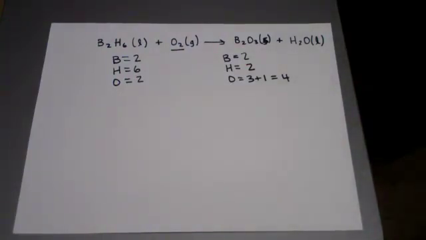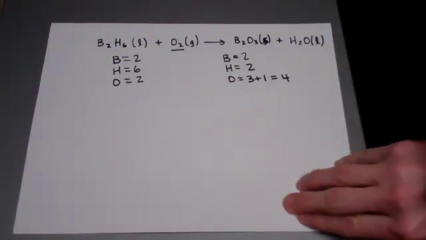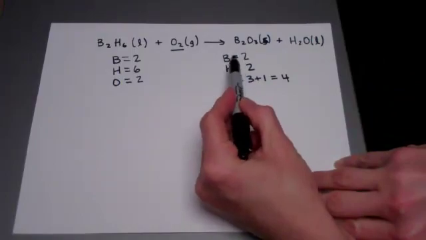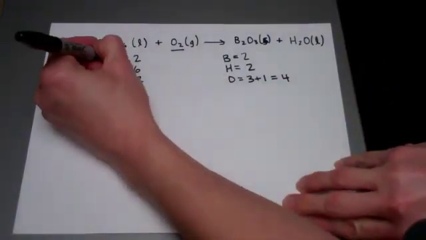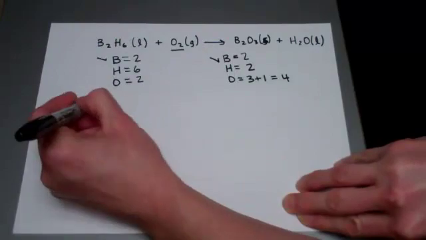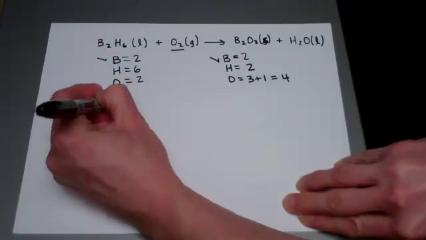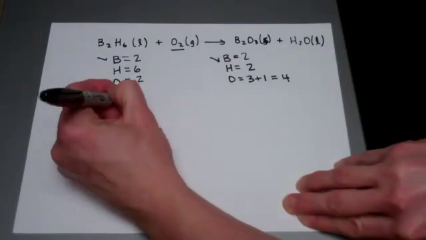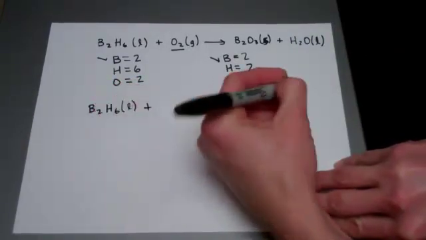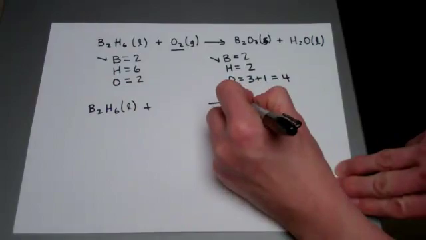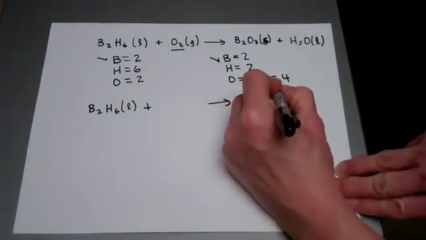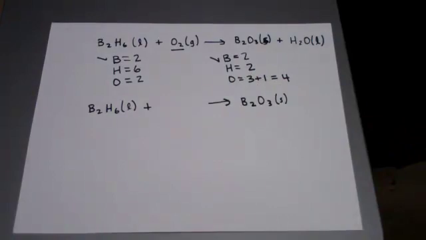The first thing we need to look at: our borons are balanced, so let's leave those alone for now and see if we can do this equation without having to change our number of borons. These look good, so we're going to leave these two alone. So we're going to say B2H6, and we're going to leave that alone, plus our oxygens. We're going to come over here and leave this term alone too, B2O3, in the solid state. Now, I don't know if this will work, but we're going to try it out.